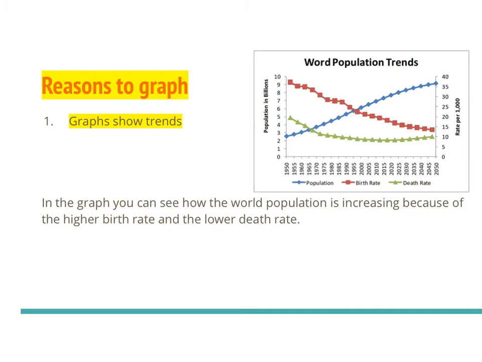Reasons to graph. One of the reasons we graph is to show trends. In the graph, you can see how the world population is increasing because of the higher birth rate and the lower death rate. So why do we graph in science? Sometimes we want to show the results of an experiment over a period of time. What happens from minute to minute in the experiment, or from day to day, and it allows us to examine if the results change or don't change over that period of time.